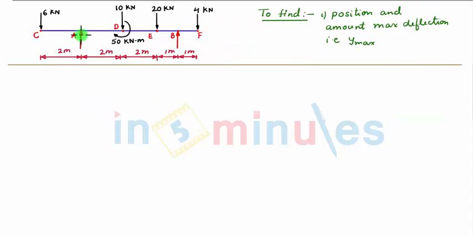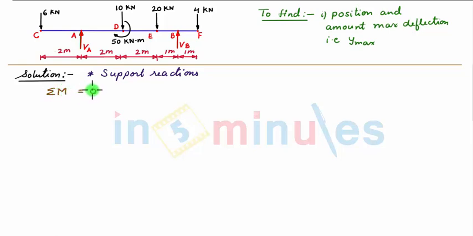Let us first assume two vertical support reactions at A and B, which will be given as VA and VB. So let's start with the solution. Our first step is to determine the support reactions, that is VA and VB. For this we make use of static equilibrium equations, which are summation of M about any point is equal to 0 and summation of all vertical forces, that is Fy, is equal to 0.